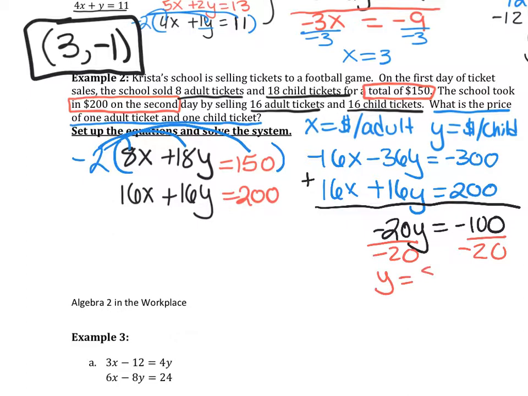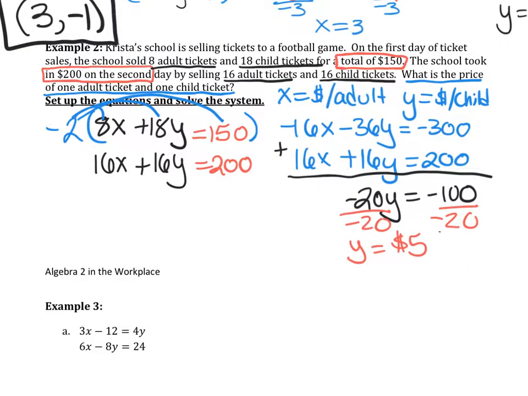We get y to equal $5. And it's $5 now. When we have a word problem, you have to put your answer in the context of the problem. So what did our y value represent? $5 per child, yes, $5 per child.